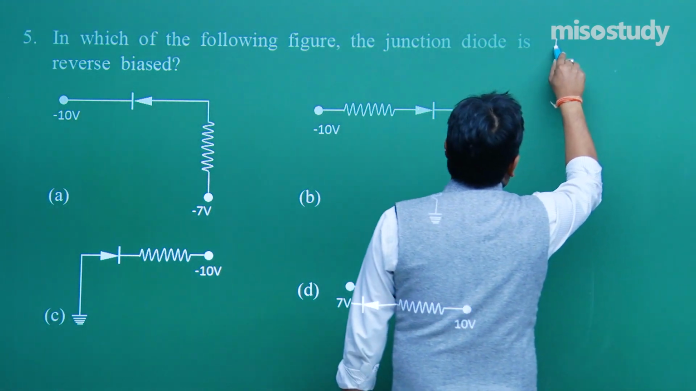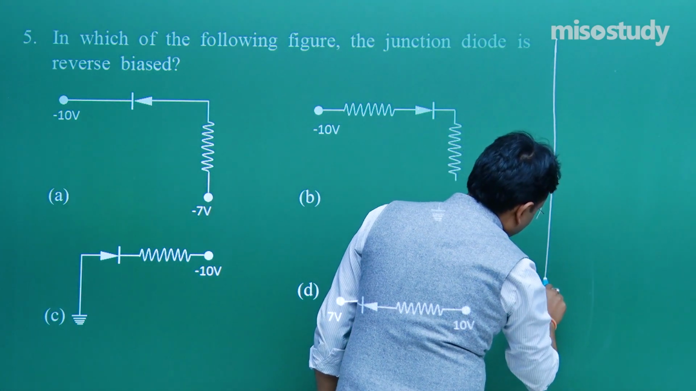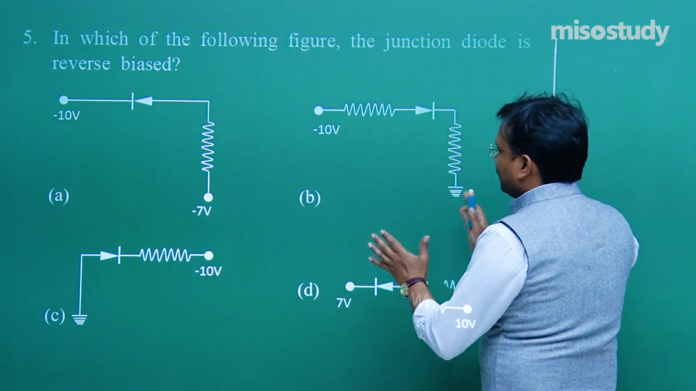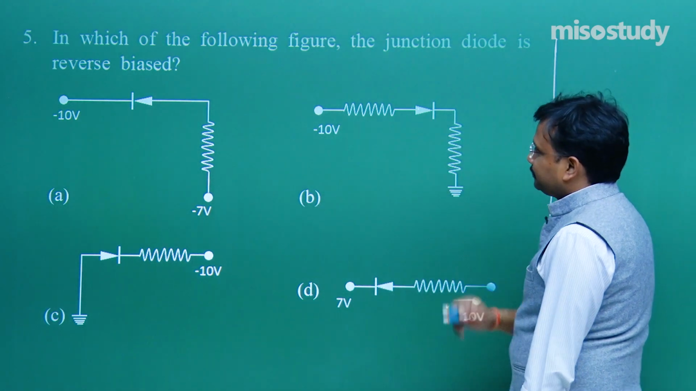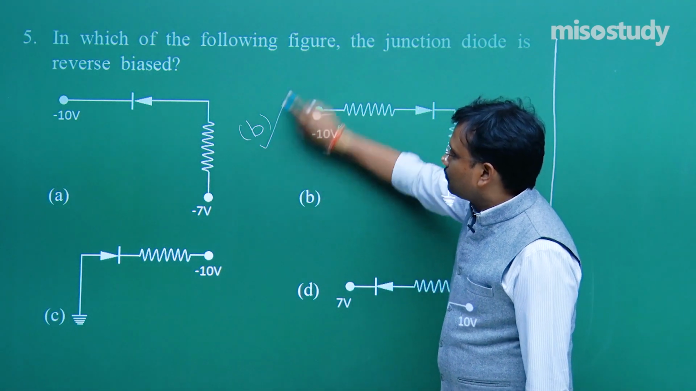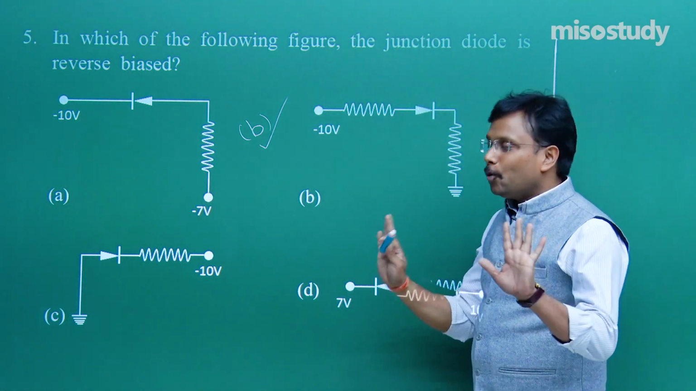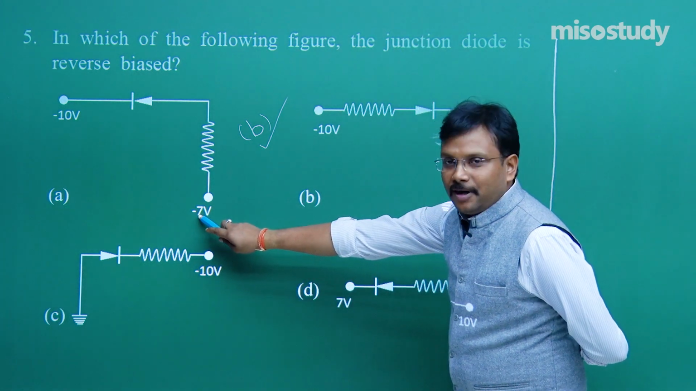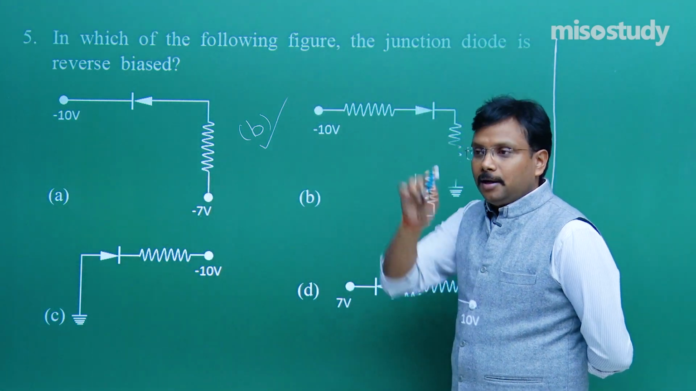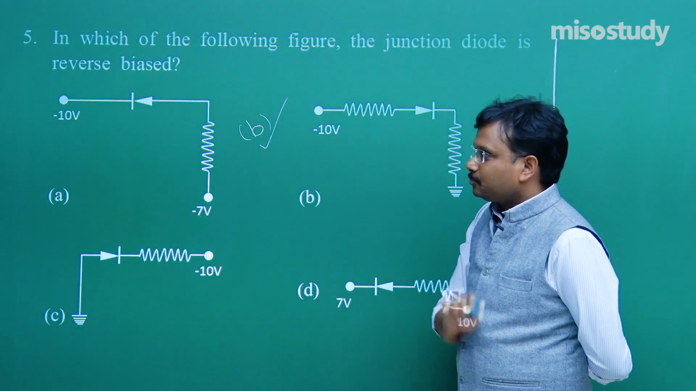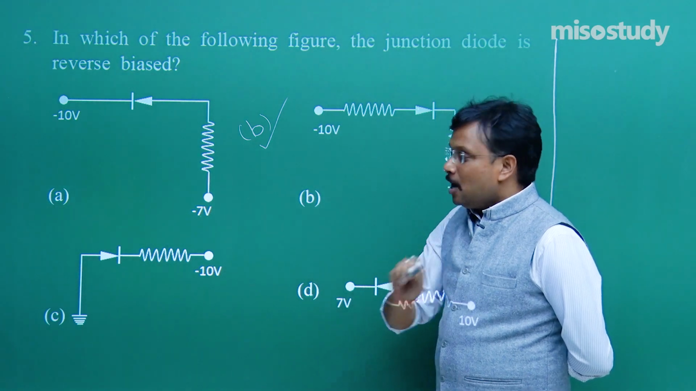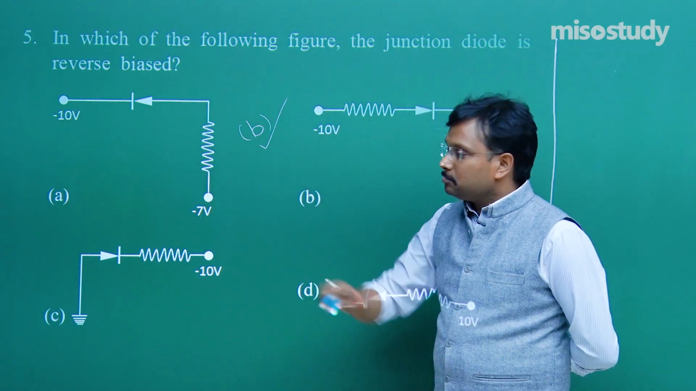Now here I want to write down something. First I will write down which one is the correct option, and then I will explain why. -7, -10. What did I say? P should be connected to lower potential. -7, -10: -10 is lower, -7 is not lower. So in these two arrangements P is at higher potential.